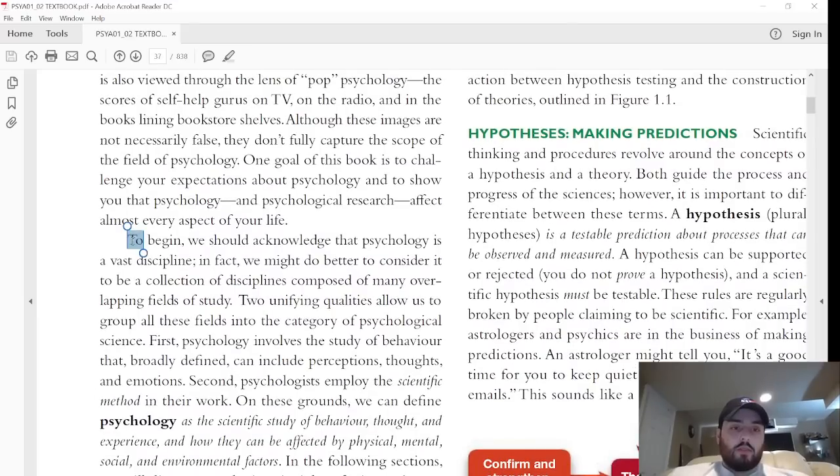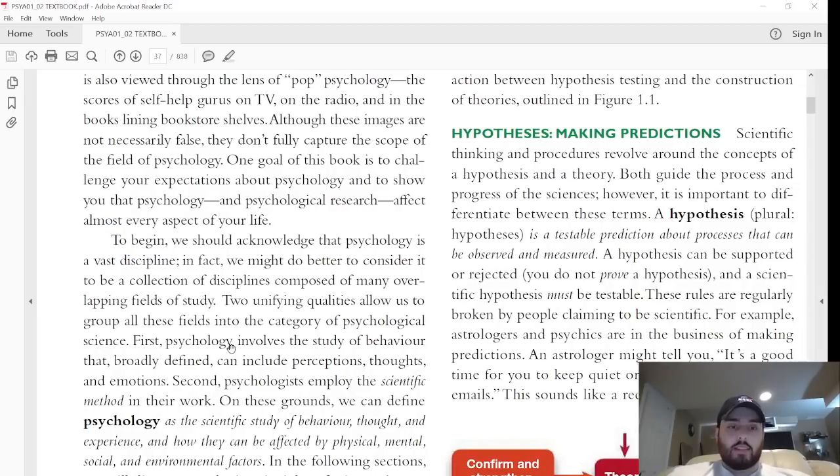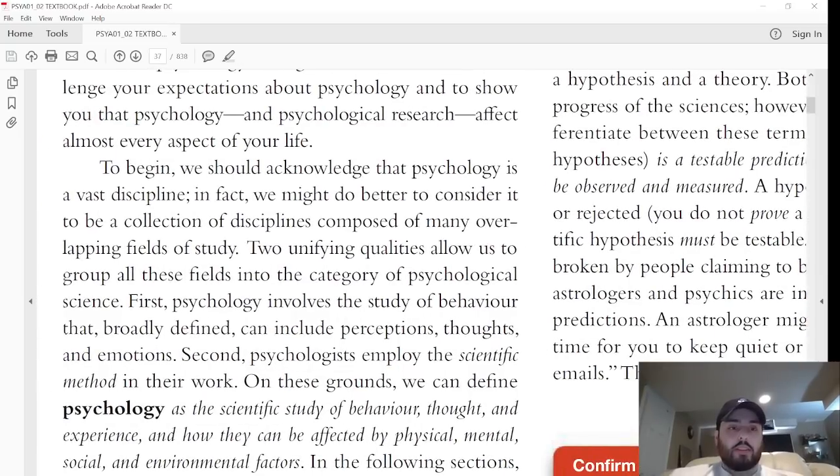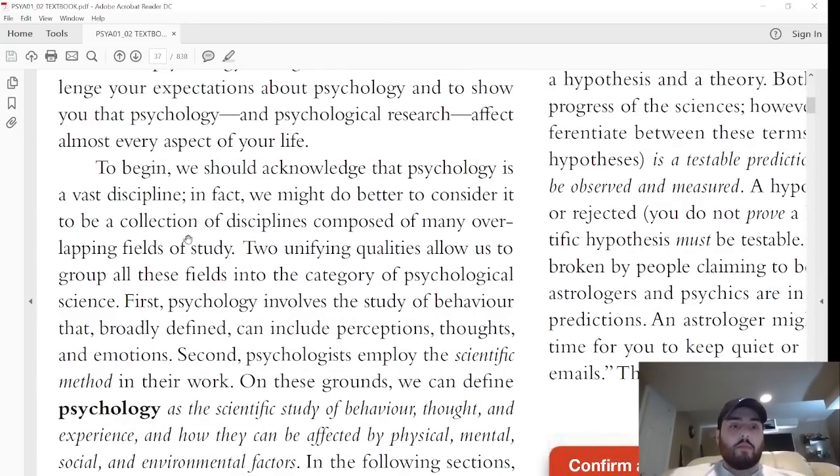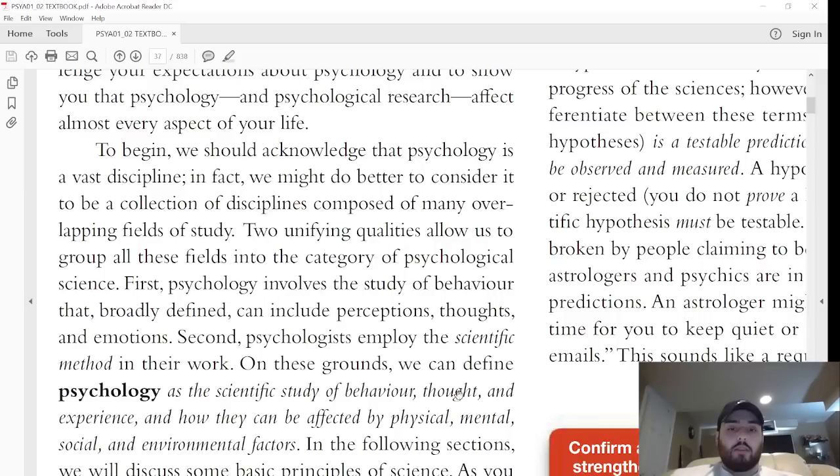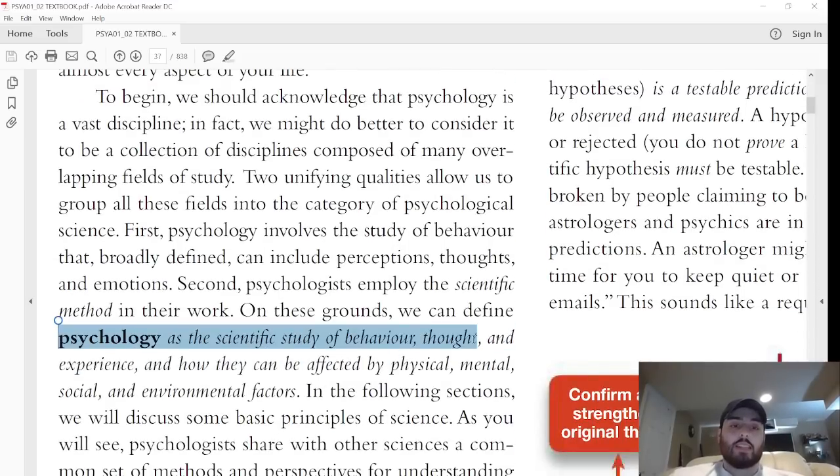This is also very key to highlight, that psychology is a vast discipline, and we might do better to consider it to be a collection of disciplines composed of many overlapping fields of study. Two unifying qualities allow us to group all these fields into the category of psychological science. Firstly, psychology involves the study of behavior that, broadly defined, can include perceptions, thoughts, and emotions. And we will get into this after the three combining fields, right? Secondly, psychologists employ the scientific method in their work. On these grounds, we can define the science of psychology as the scientific study of behavior, thought, and experience.